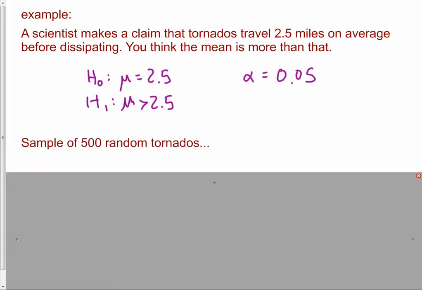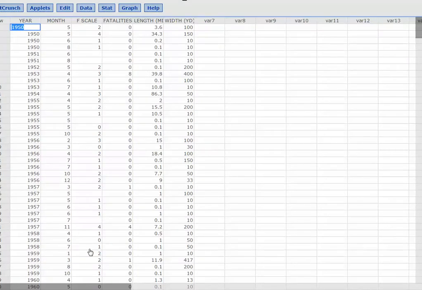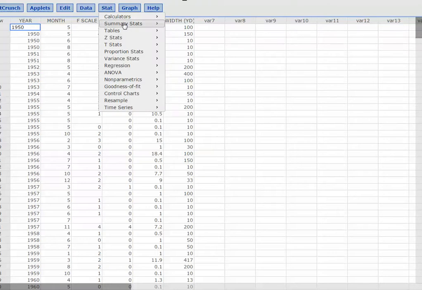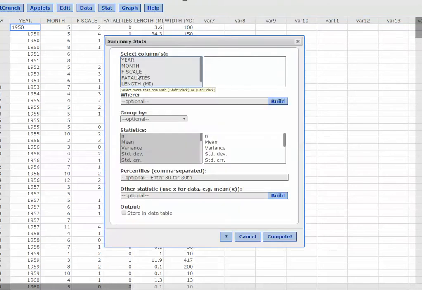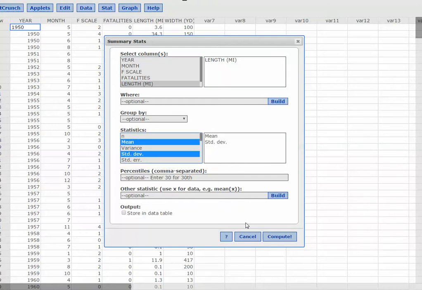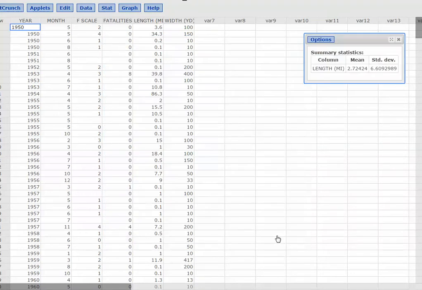All right, so now you get your data. A sample of 500 random tornadoes. Actually, this is some data that's in our book, so here it is in StatCrunch. I can do stats, and I can do the length. By the way, there are 500 tornadoes here, a random sampling of 500 tornadoes. One of the columns is the length, how long it went before it disappeared. I want mean and standard deviation, and then I'll hit compute.